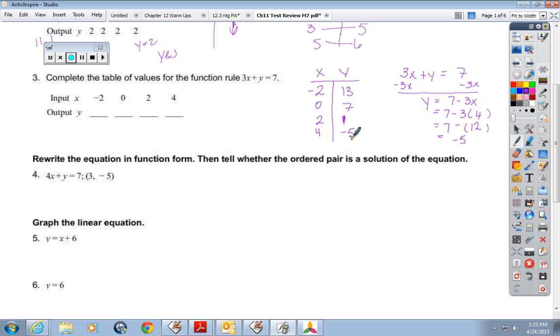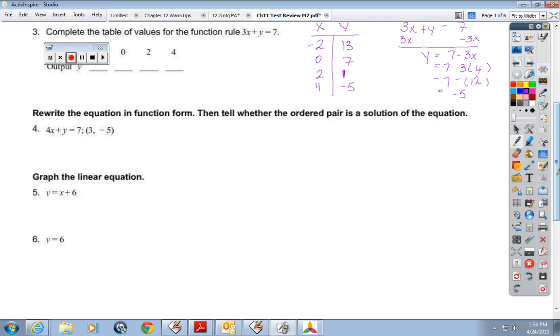Now number 4 says rewrite the equation in function form, then tell whether the ordered pair is a solution of the equation. So the first thing to do is get y by itself. If I've got 4x plus y equals 7, to get y by itself, I have to subtract 4x from each side, and I end up with y equals 7 minus 4x. Or you could have written y equals negative 4x plus 7. Same thing. These two are the same thing.